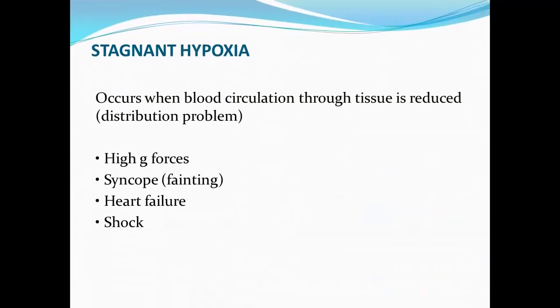Then you have stagnant hypoxia. Here there is a distribution problem. The pressure is normal, the oxygen carrying capacity is normal, but the blood circulation through the tissue is reduced, leading to stagnant hypoxia. So circulation is stagnant, reduced, leading to hypoxia. This condition can occur at high gravitational forces, in syncope, which is a condition in which fainting occurs, in heart failure, or in shock. Generally, these conditions never occur in a normal physiological state. They are always in a pathological state.